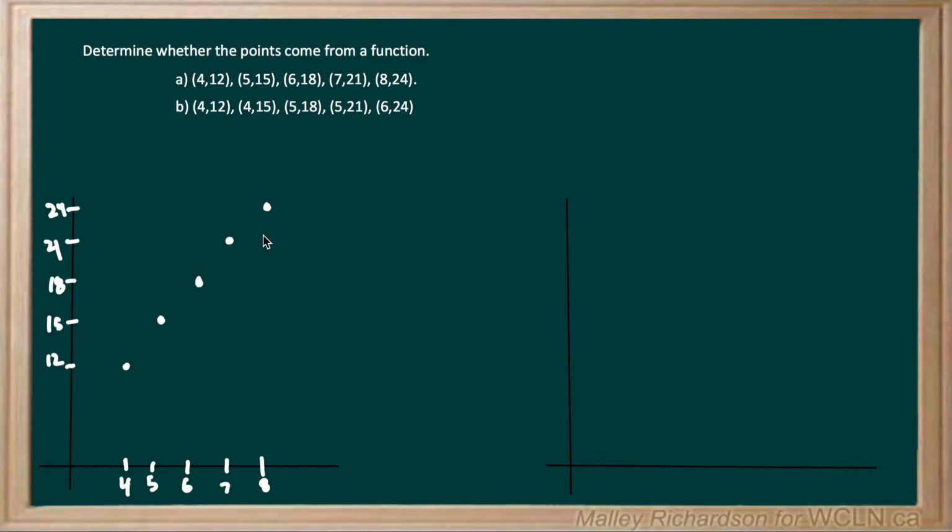And we can see that these coordinates do produce a function, because all these coordinates pass the vertical line test. None of these dots are directly on top of each other, so therefore A is a function.